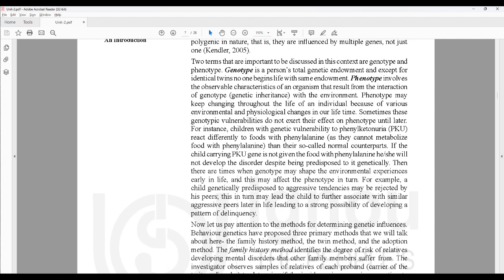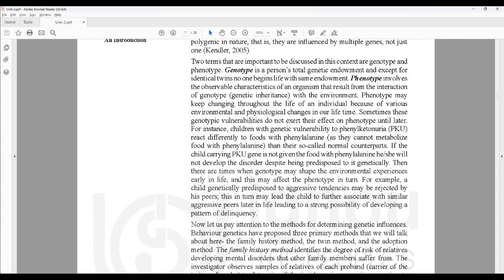Genotype is a person's total genetic endowment, and except for identical twins, no one begins life with the same endowment. Phenotype involves the observable characteristics of an organism that result from the interaction of genotype, genetic inheritance, with the environment. Phenotype may keep changing throughout the life of an individual because of various environmental and physiological changes in our lifetime. Sometimes these genotypic vulnerabilities do not exert their effect on phenotype until later.